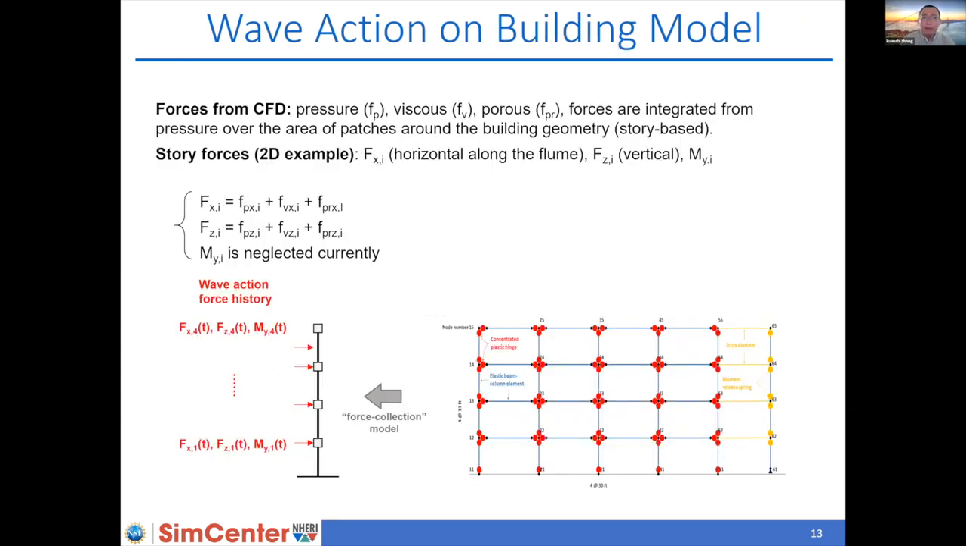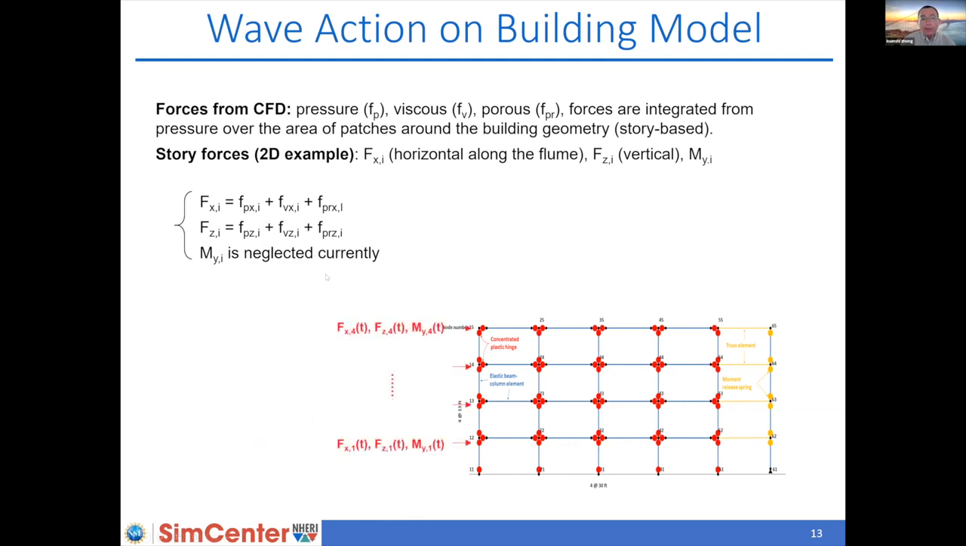And so for the forces from CFD, basically, we have obtained the pressure and viscous porous forces integrated from the pressure over the area of the patch that we created for the given building geometry, story by story. So for each story, we actually calculate the horizontal and the vertical forces from the three components: pressure, viscous, and porous, and then map them to the building, applying them on the story nodes as defined in our model. And then you can imagine that the force here would be a time history applied on the story level. And then we start to analyze the building under the external loads.